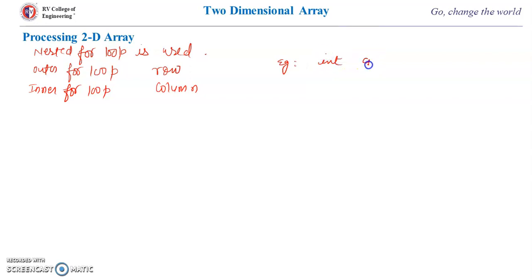Okay, so now for example, say we have an array of integer type, the name of the array is A, and we have 4 rows and 5 columns. Then how to read values in the array? We have 4 rows and 5 columns, so we have to use two for loops. The outer for loop is for rows, so its value will go from 0 to less than 4, and the inner for loop is for columns, so it will go from 0 to less than 5.